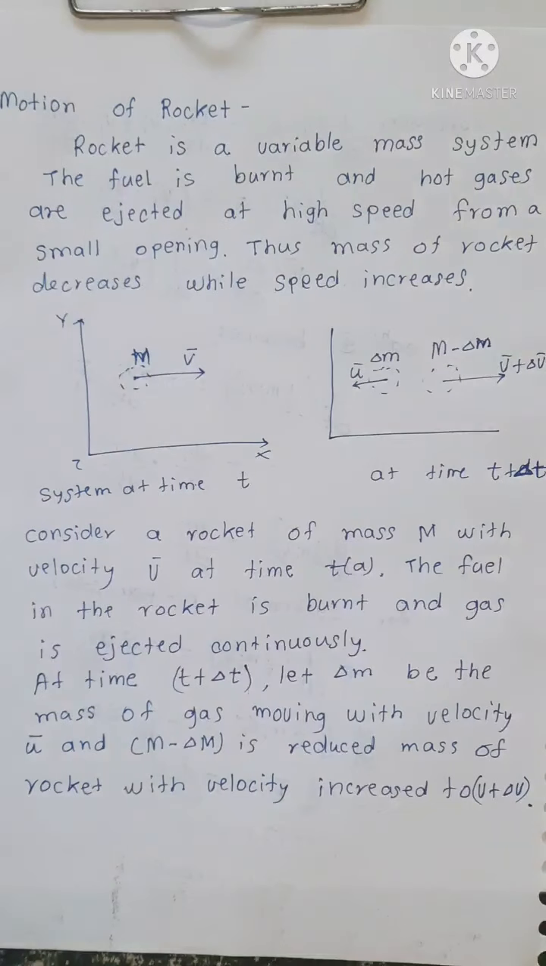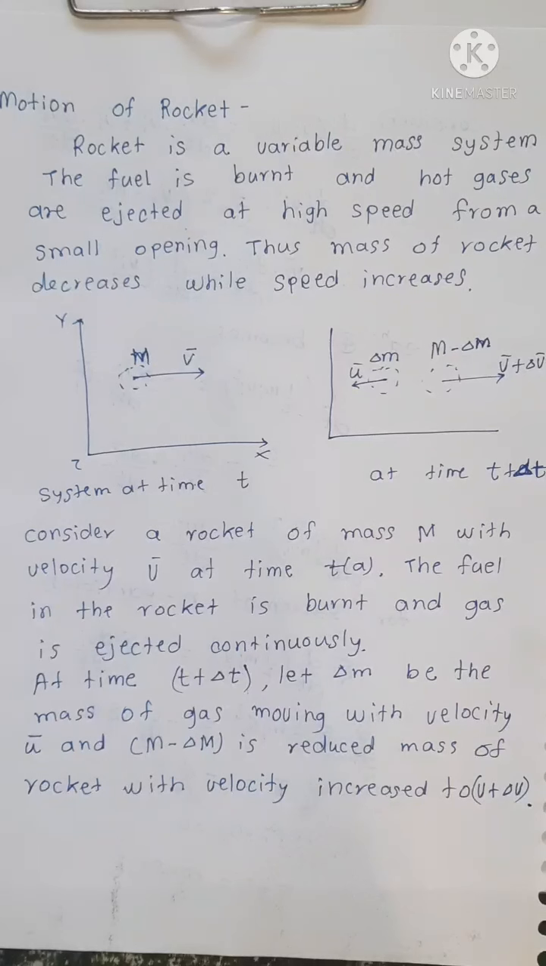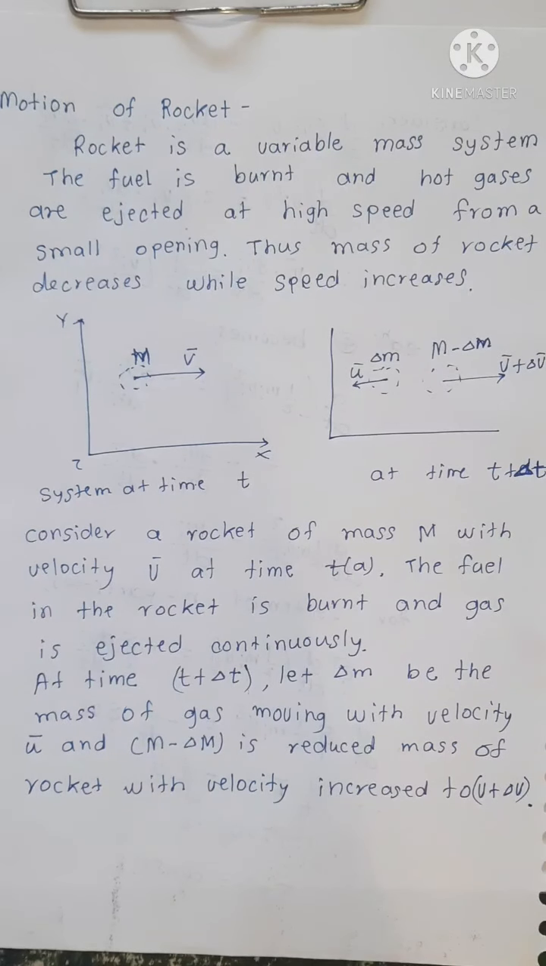How do we see the rocket? A rocket is a variable mass system in which fuel gets burned and hot gases are ejected from a small opening at high speed, so the rocket gets into space. Now what happens here? The rocket works on Newton's third law of motion, that is, every action has an equal and opposite reaction. High speed gases are ejected from a small opening in the reverse direction, so in the given direction we get a reaction force. So this is a rocket and it is a variable mass system.